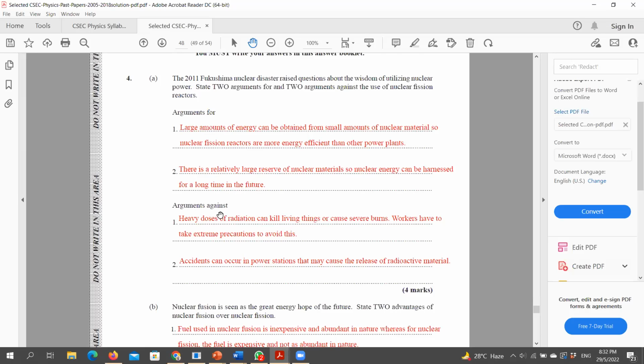And arguments against: heavy doses of radiation are very dangerous, can kill living things or can cause severe burns. Workers have to take extreme precautions to avoid being exposed to too much radiation. Accidents can occur in power stations that may cause the release of radioactive material, and of course, this would also be very dangerous because we're going to have a lot more persons being exposed to the harmful radiation.